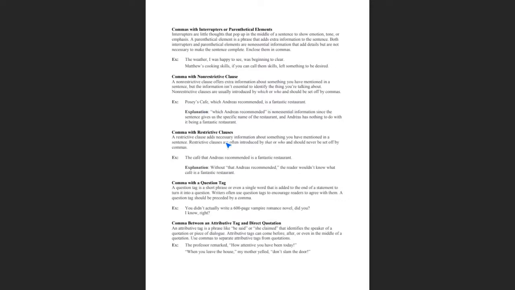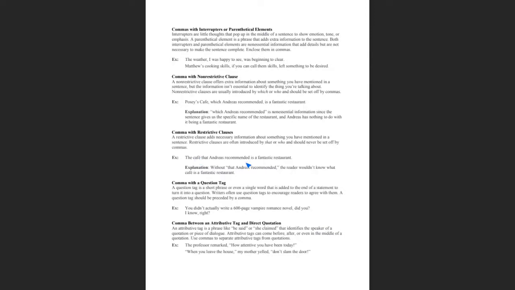However, when there are restrictive clauses, you do not need commas. A restrictive clause is necessary to specify information. So for instance, if we have a sentence that reads, the cafe that Andreas recommended is a fantastic restaurant, you need that Andreas recommended to specify what cafe is being referenced in this sentence.